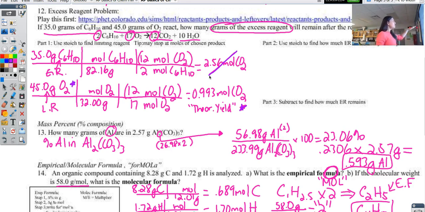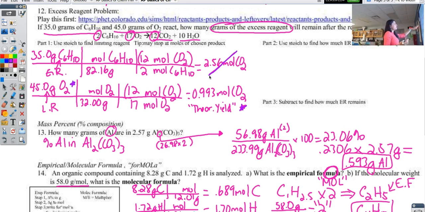So what I'm trying to figure out is how much of the 35 grams of C6H10 got used, okay? So how much of it actually reacted. And then once I know how much of it reacted, I can simply subtract from the 35, okay? So hopefully this makes sense, and you can rewind this if you need to and do a playback and slow me down if you need that.